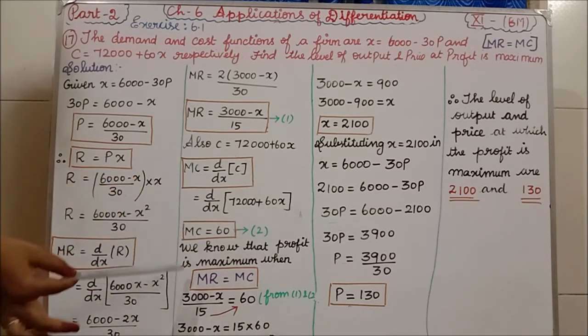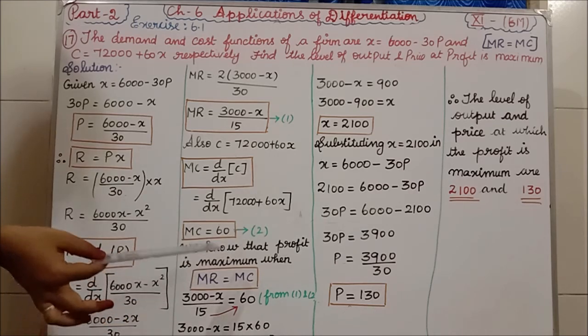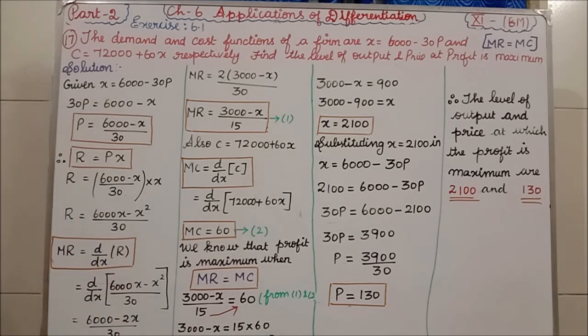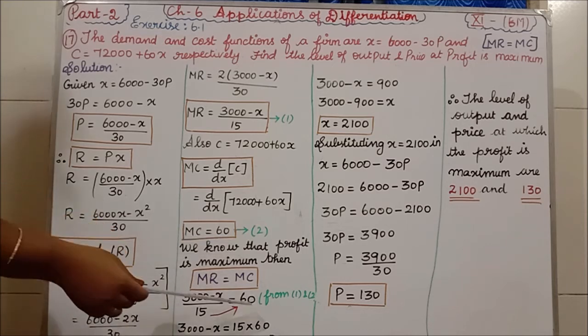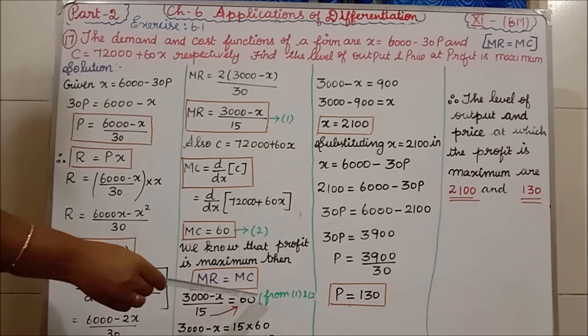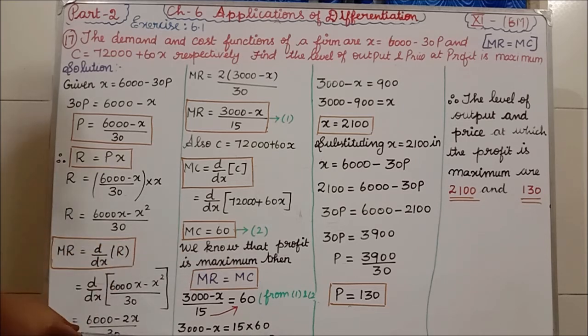We know that when profit is maximum, then marginal revenue is equal to marginal cost. Clear, students? When the profit is maximum, marginal revenue will be equal to marginal cost. The marginal revenue we found is 3000 minus x divided by 15, equal to the marginal cost, 60. Now we can cross multiply and take the 15 to that side. So 3000 minus x equals 15 into 60, which is 900. So 3000 minus x is equal to 900.